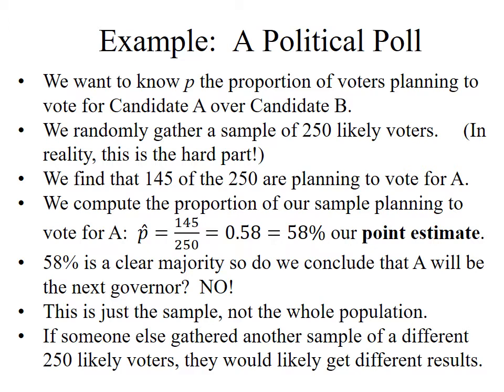Let's just assume we did this. We gathered a sample of 200 likely voters, then by some strange deep dark magic, we actually think that this is a pretty good random sample. We then ask each and every one of these people, each of these 250 people, who are you planning to vote for?